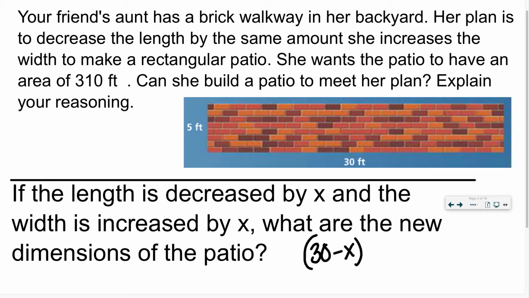Thank you so much. So our new length is going to be 30 minus that unknown value. What will our new width be? 5 plus x. Good. And when I do that calculation, I multiply the length times the width. What do I want the area to be? I want it to be 310.